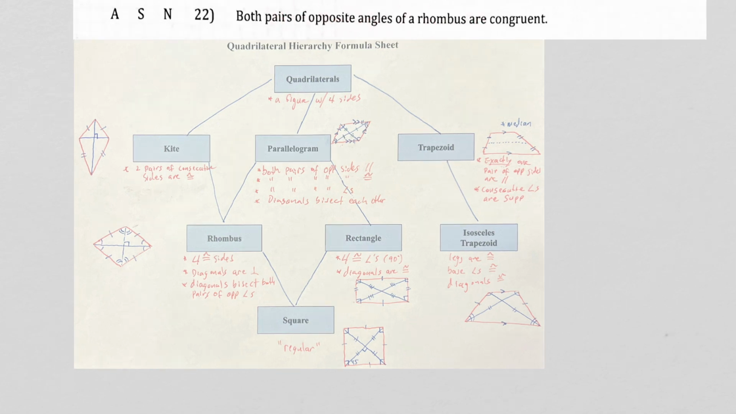Okay, both pairs of opposite angles of a rhombus are congruent. Well, this is congruent with this, and this is always congruent with this. So both pairs of opposite angles are always congruent. That's always.